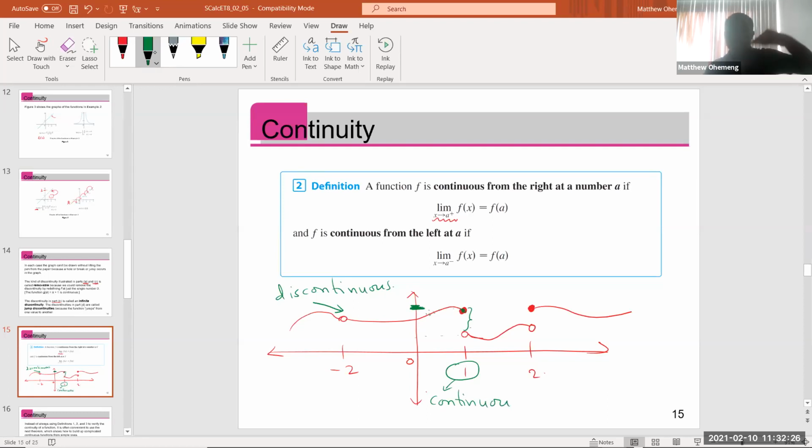right? So if you approach from the left, right? It's going to be the same point, if you approach from the left. So it's continuous from the left.